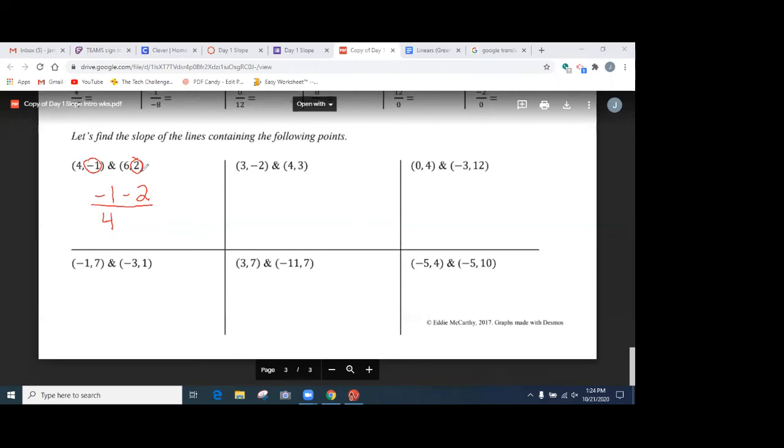Now, had I put 2 first, I would have started with 6 on the bottom first. Does that make sense? Whatever number you put first, you got to use its buddy first on the bottom. So we're going to put 4 first on the bottom. We always subtract, and then we subtract the other x. So we're subtracting the x's on bottom.